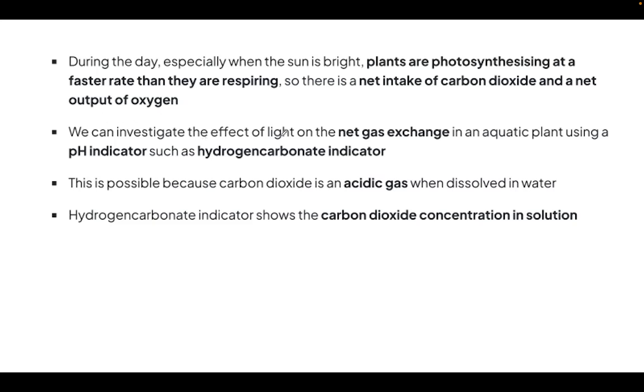We can investigate the effects of light on the net gas exchange in aquatic plants using a pH indicator, such as this one. Also, we should memorize it. Which indicator do we use to test for photosynthesis or for net gas exchange? You should always remember this because they ask it out of 6 marks. Understand that when a lot of carbon dioxide enters, photosynthesis will take place and oxygen will be released.